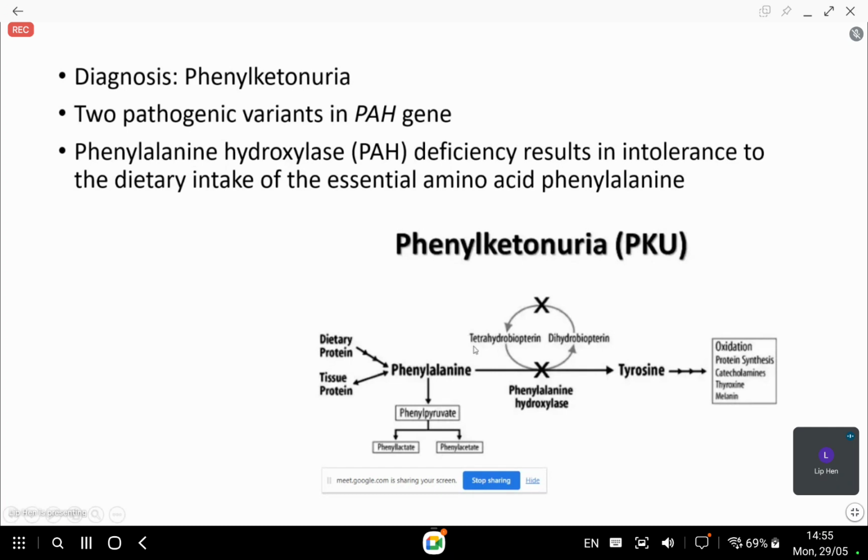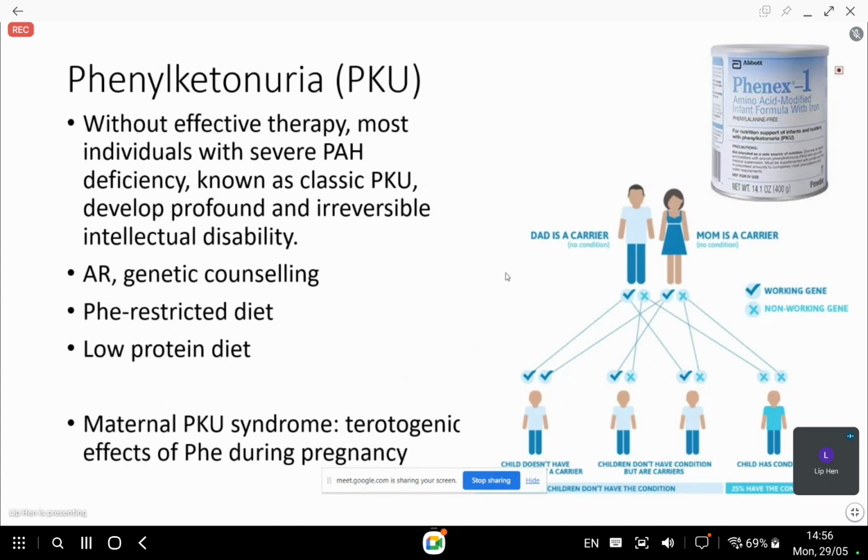In phenylketonuria, they have a deficiency or absence of the phenylalanine hydroxylase enzyme. So they can't tolerate protein intake, and the Phe will be very high. Without effective treatment, patients with classic PKU develop profound and irreversible intellectual disability. This is an autosomal recessive condition.